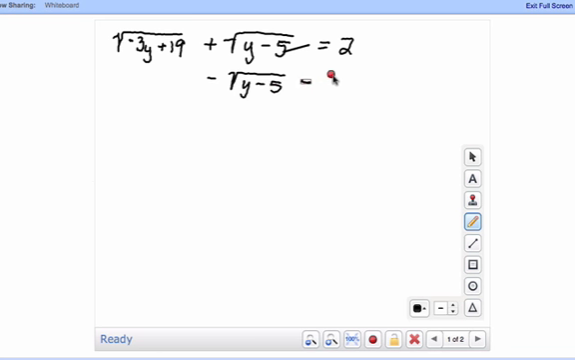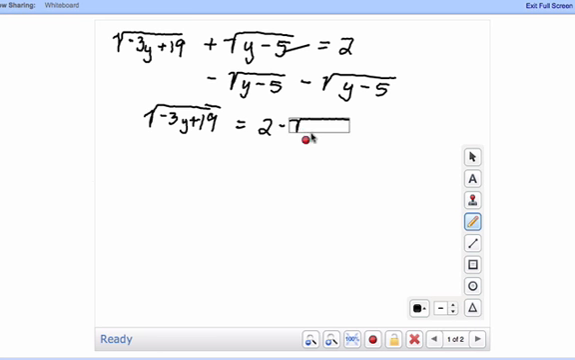Okay? And then we're going to subtract it from the other side as well. Okay. So that's going to leave you with just the square root of negative 3y plus 19 on the left. And on the right, you're going to be left with 2 minus the square root of y minus 5.